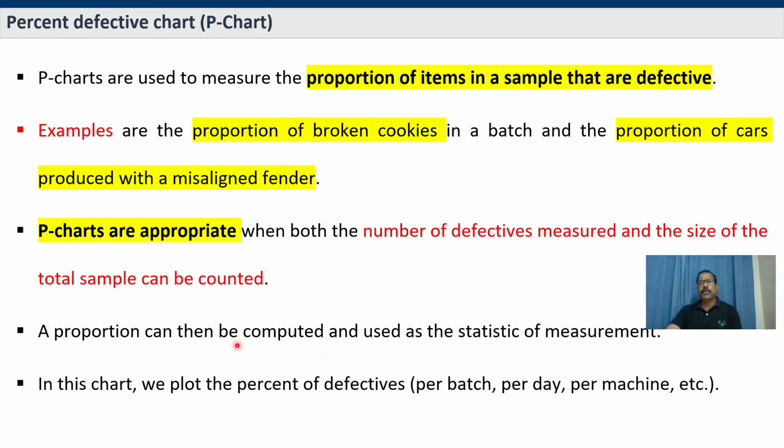The proportion can then be computed and used as the statistic of measurement. In this chart, we plot the percent defective, either per batch, per day, per machine, etc. So remember, P chart means the proportion of items in a sample that are defective. Percent mainly, you should remember.